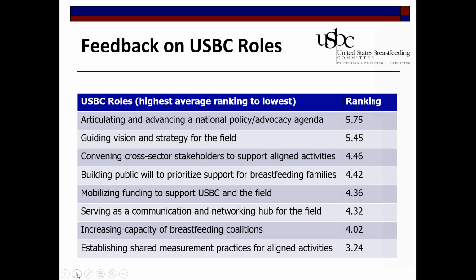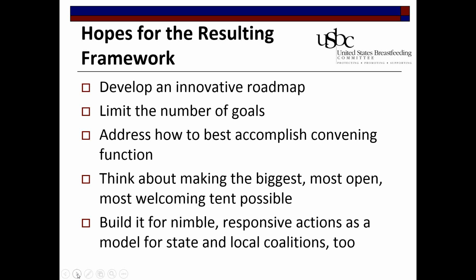We want to think about making the biggest, most open, most welcome tent possible, and that is such a priority now, that we work together to move forward, not separate from each other. And then we build it for a nimble response, a flexibility, as a model also for state and local coalitions. So as this large coalition convenes and works together, you can use the model for your state and local groups as well. Next slide, please.